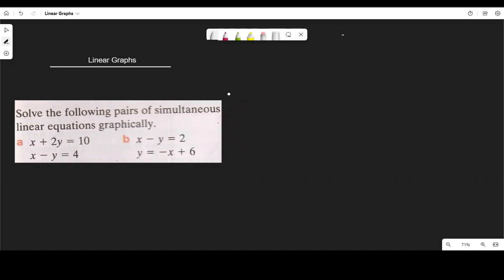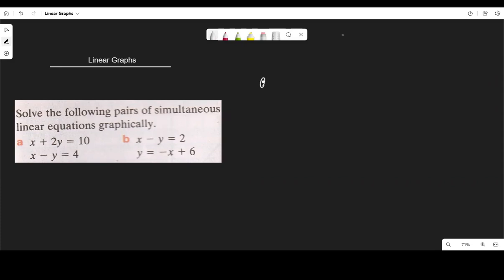So the first set of questions here is on simultaneous equations. And the question says, solve the following pairs of simultaneous equations graphically. How can we solve simultaneous equations graphically? To do that, my approach is to find the x and the y intercept, because I need just 2 points to be able to represent these equations on a graph.